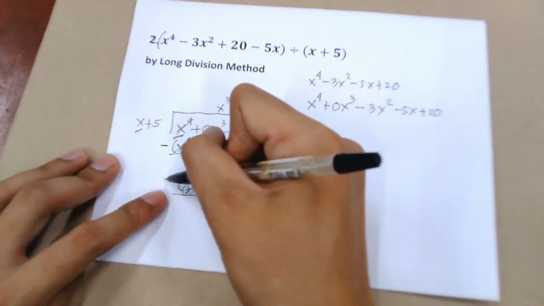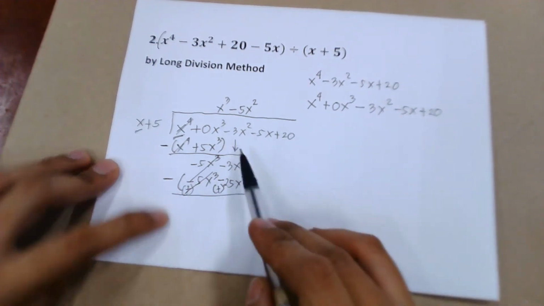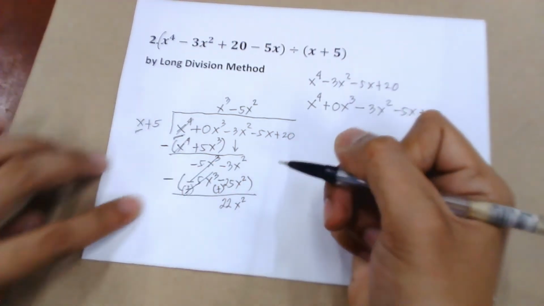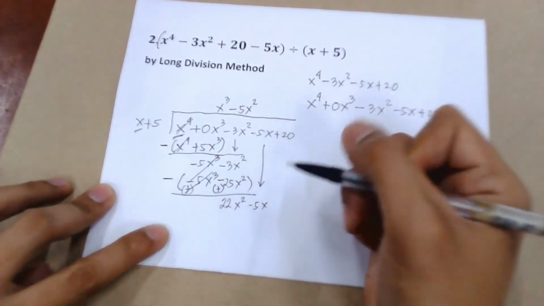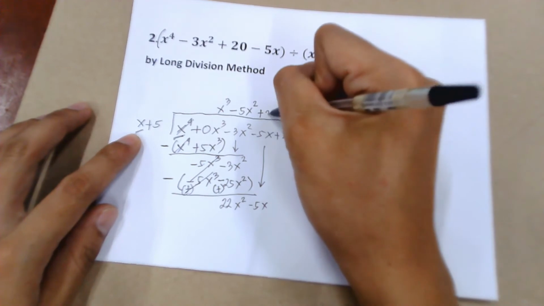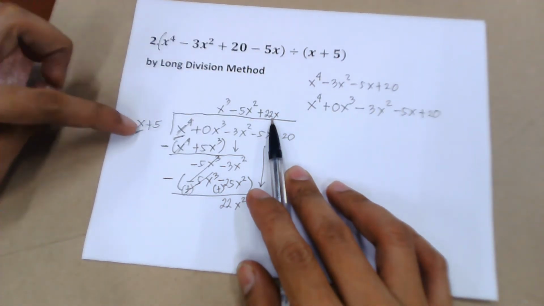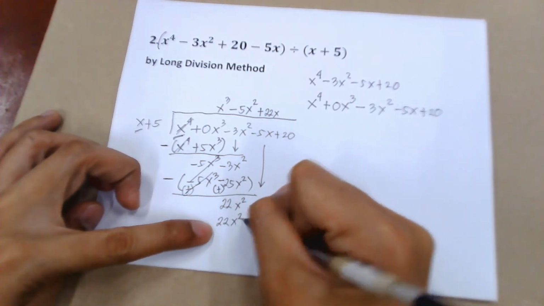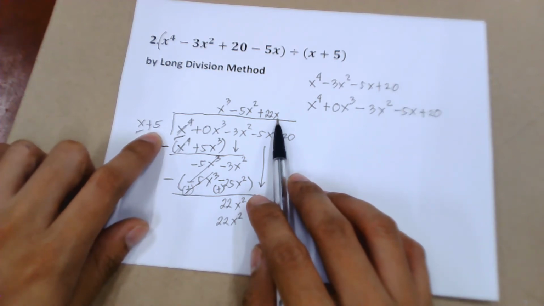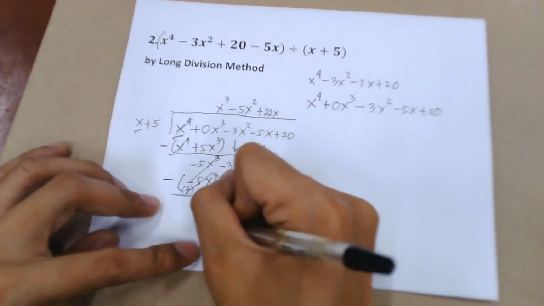Negative 3x squared minus negative 25x squared. Negative, negative, that becomes positive. So negative 3 plus 25, that is positive 22x squared. Bring down negative 5x. Same process, 22x squared divided by x, that is positive 22x. 22x times x, that is 22x squared. 22x times 5, that is positive 110x. Then subtract.